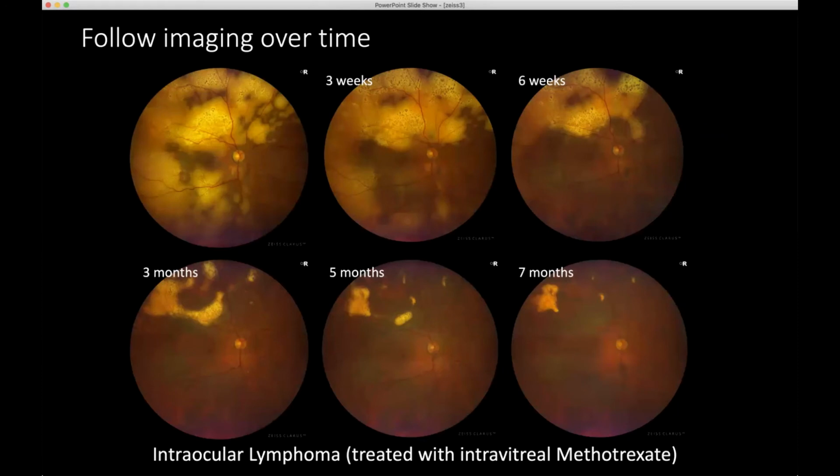Specifically, when looking over time, it can be especially helpful not only clinically, but also to educate the patient as to how treatment is going. This is a patient with intraocular lymphoma that was treated with local therapy with intravitreal methotrexate. You can see resolution of the subretinal lesions.